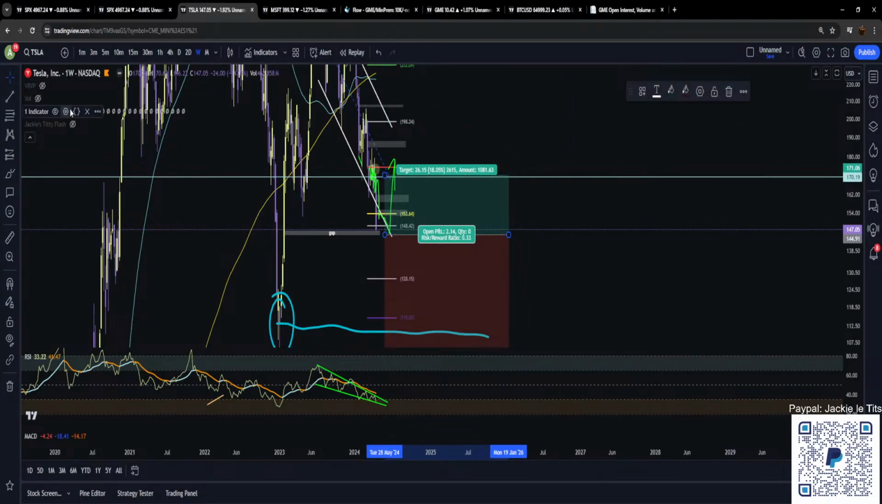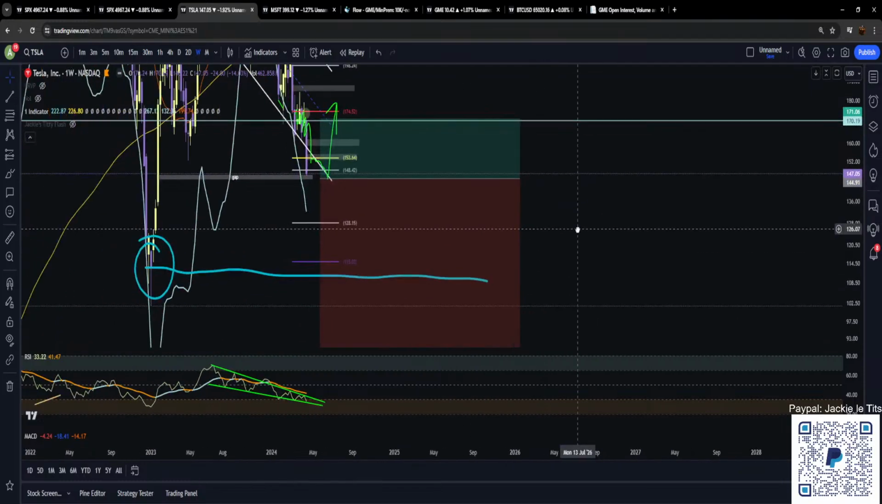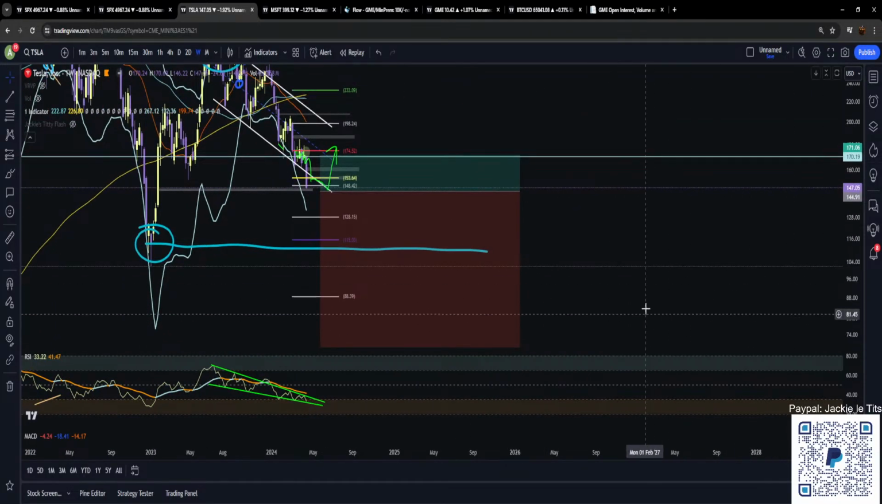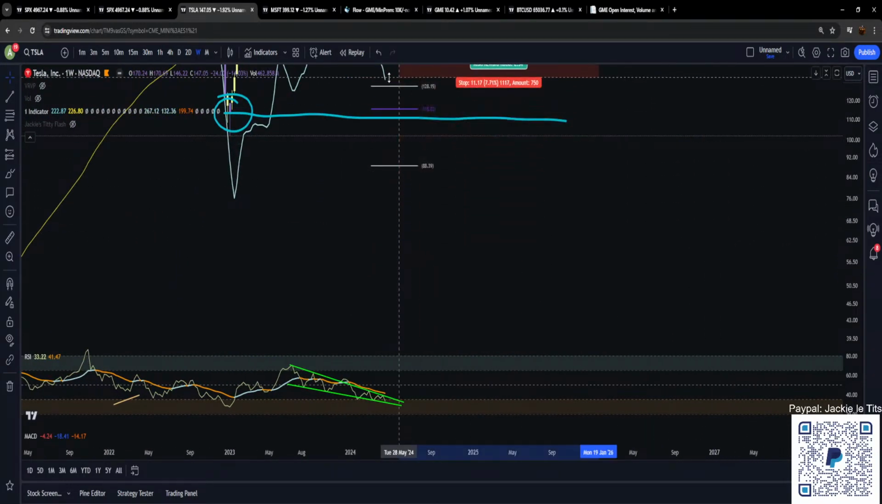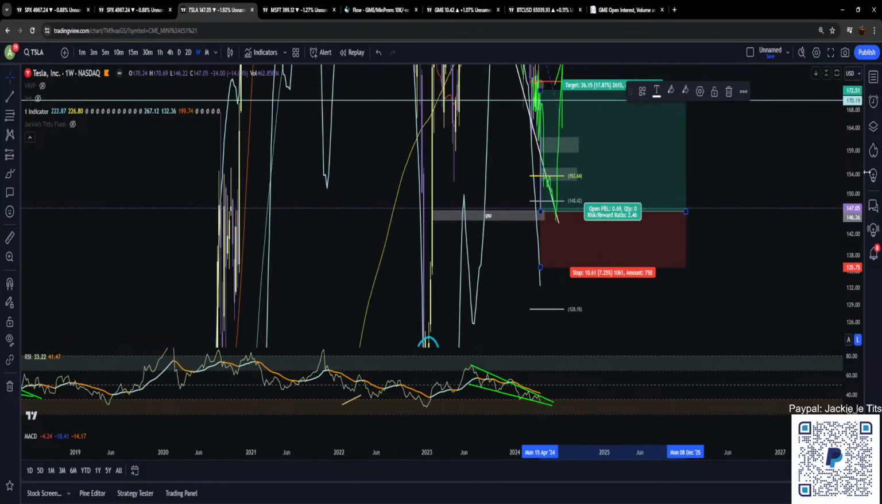I would throw on my Bollinger Bands. I would say, where do they rest? And I would say, okay, I'll place my stop loss right near the band. So I'll place this right around here. And so that puts me at a stop loss of 7.25%.